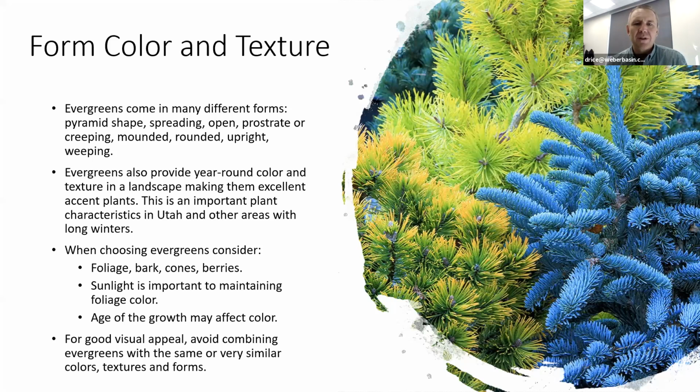Some evergreens are going to be really slow, and they're considered dwarf only because they may only grow an inch per year. And so in 10 years, you've only grown 10 inches. And so over 50 years, you've only grown 50 inches. And so they're dwarf because they grow so slow, where others may put on 2 feet a year. So always consider that growth rate as well.